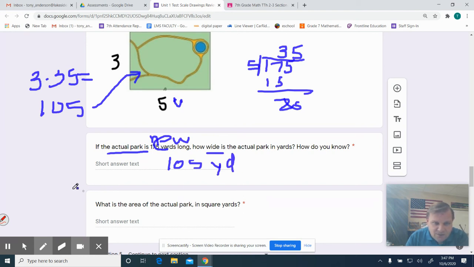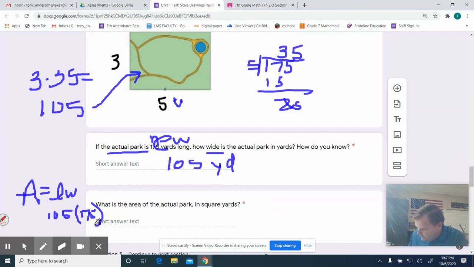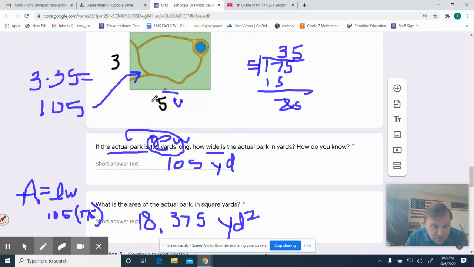Now, the area of a rectangle, remember, area is length times width. So if I do that, 105 times 175, that's going to give me 18,375 yards squared. Okay, so once again, it's still going back to that scale factor that we talked about, dividing the new 175 by the old 5. We get that scale factor, and then I've got to multiply it times the other thing.